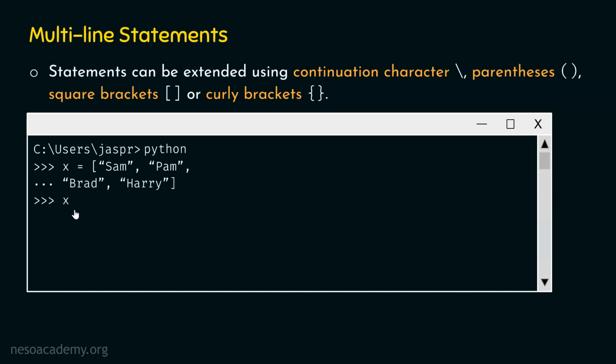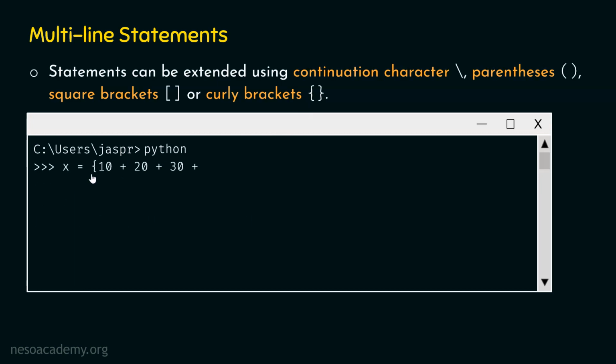Let's type X and hit enter. We'll get this entire list: Sam, Pam, Brad, Harry. So this list has a total of 4 items, and this is what we want. We want a total of 4 items in this list. Now let's understand how to utilize curly brackets to extend the statements in multiple lines.